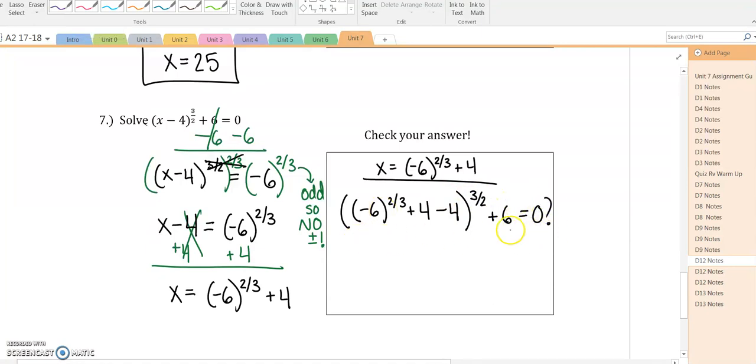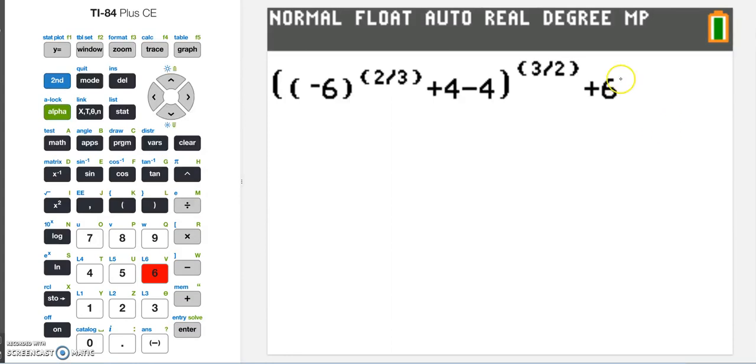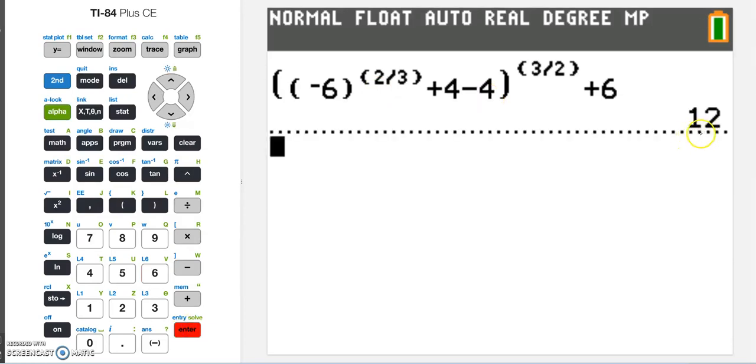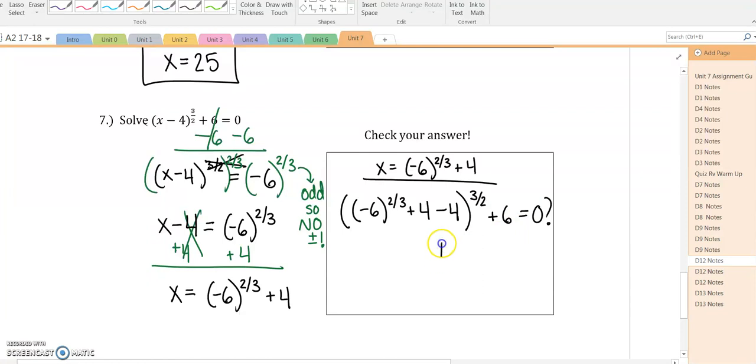Now this is kind of difficult to type in. You do have to be careful with your parentheses. So I already have it typed into my calculator. So double check that you're typing it in correctly. Notice how I have the same parentheses that we wrote down. And I'm going to press enter. And it gives me 12. So I'll look back here and I'll say, 12 does not equal 0. So that's no good. So I'm going to cross this out. We're going to write no solution. And that's it. Thanks for listening.